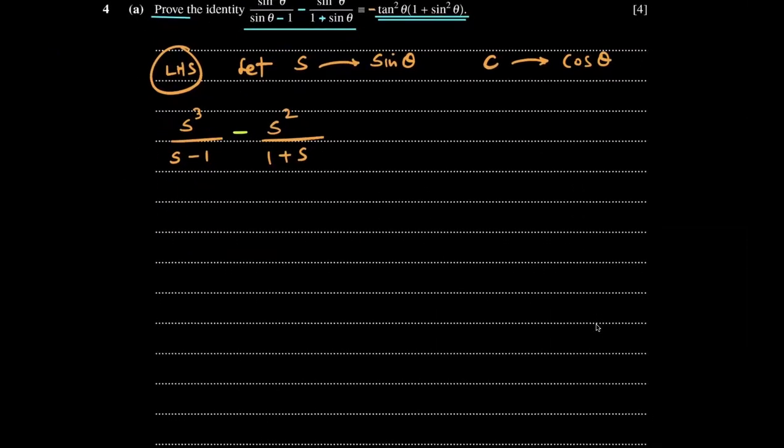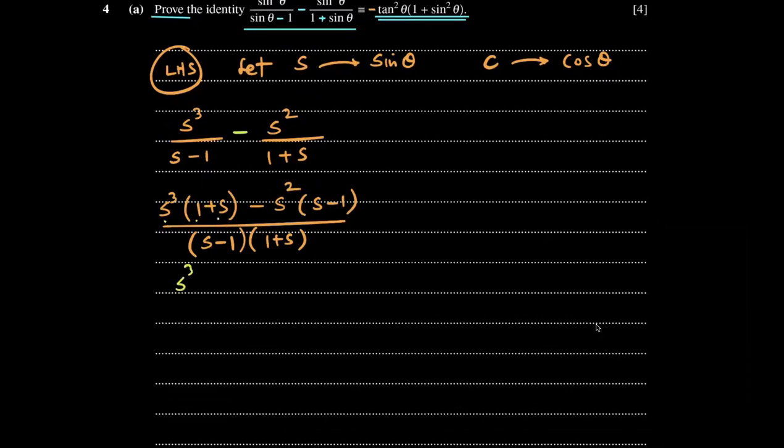Now let's take LCM. What do we have? We have S minus 1, and this is 1 plus S, and S cube is multiplying with 1 plus S, and this negative is there, and S square is there, and it's multiplying with S minus 1. So let's focus on the numerator first. S cube into 1 is S cube. S cube into S is S power 4. There is a negative over here, S square into S, that is negative S cube, and negative negative, that becomes positive S square divided by S minus 1, and this is 1 plus S.